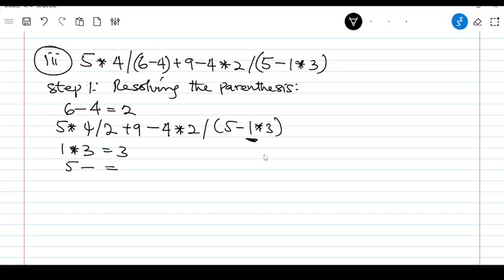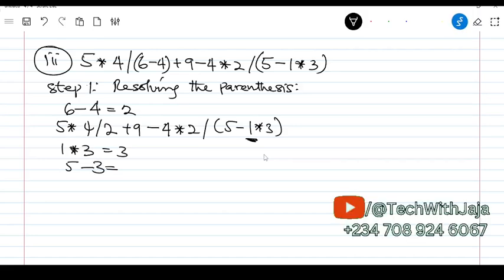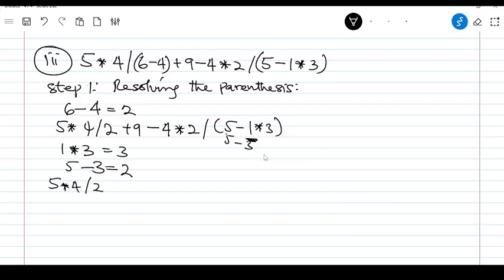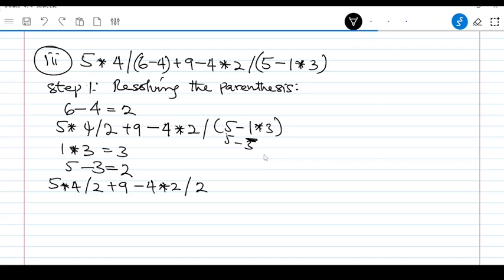Because we now have 3 here, since 1 times 3 is 3, this is now 5 minus 1 times 3, which is 3, so 5 minus 3 is going to be 2. So the whole expression becomes 5 times 4 divided by 2 plus 9 minus 4 times 2 divided by 2. Now we have all the parentheses cleared, but we have multiplication and division, addition and subtraction, so we are also going to go from left to right.